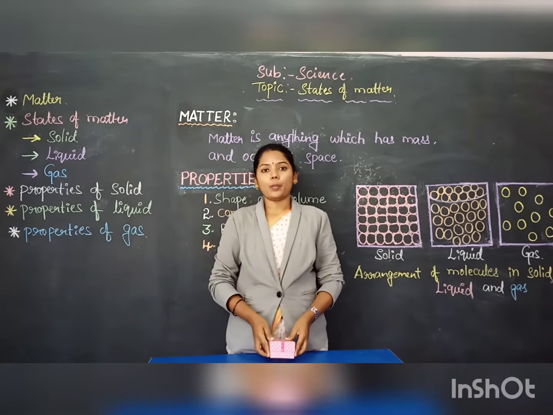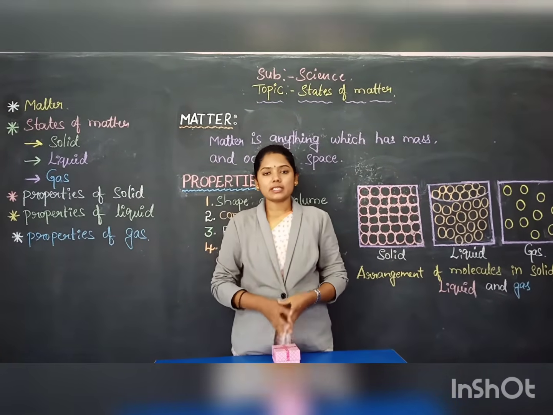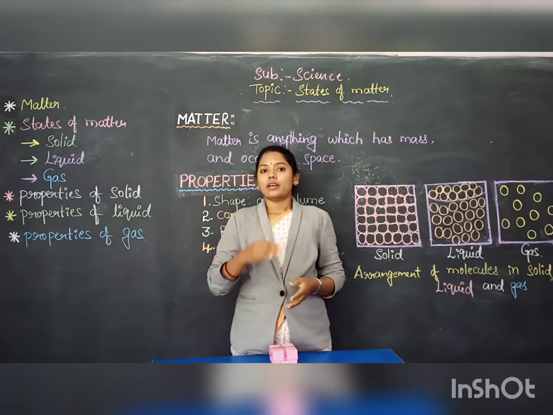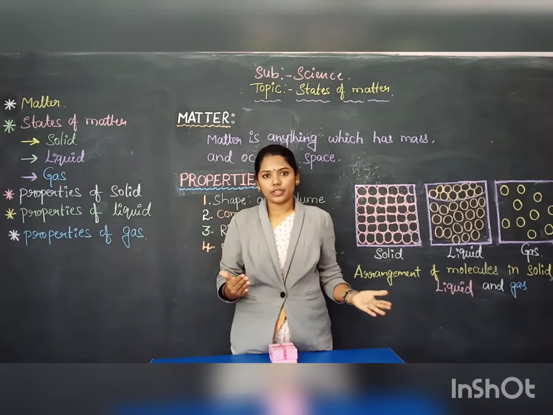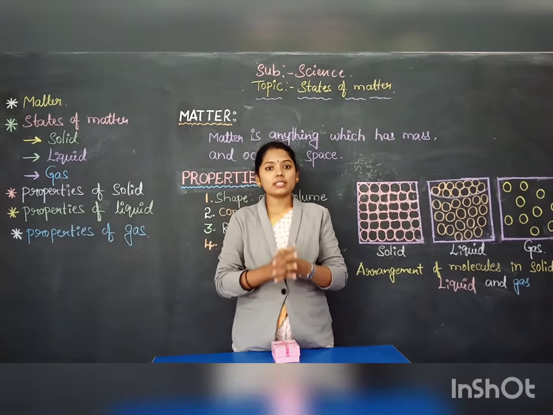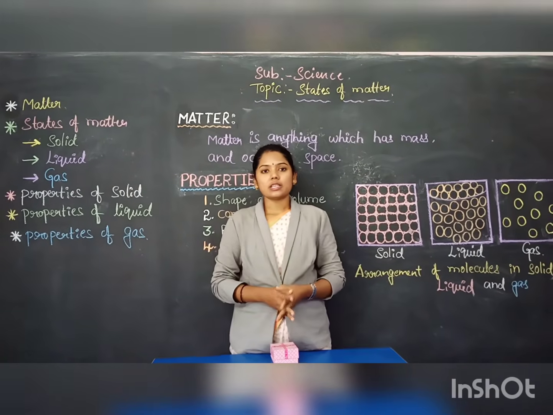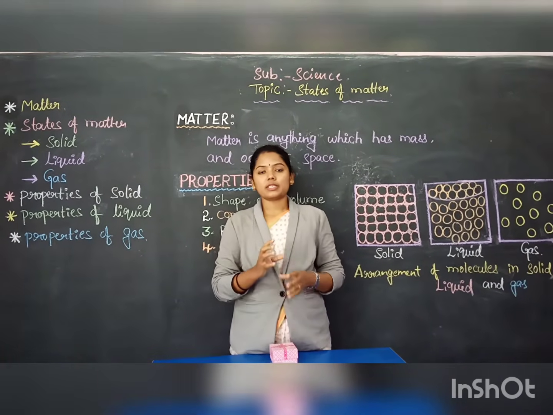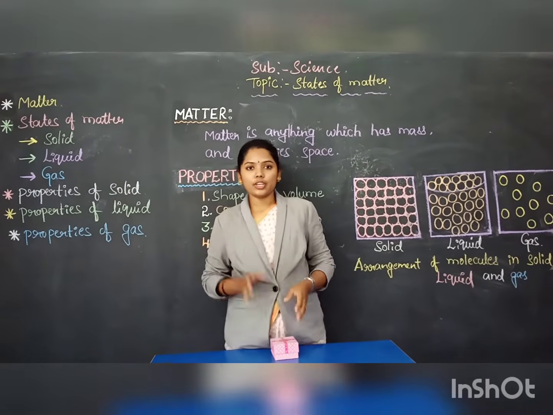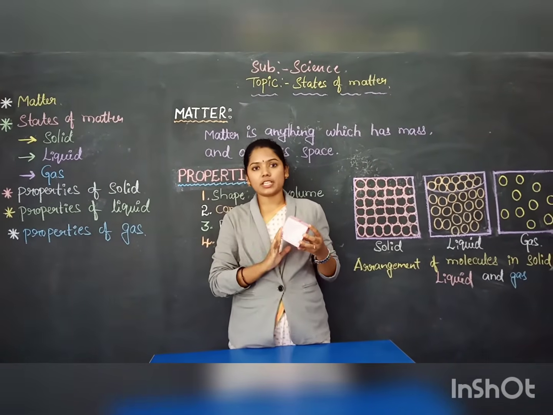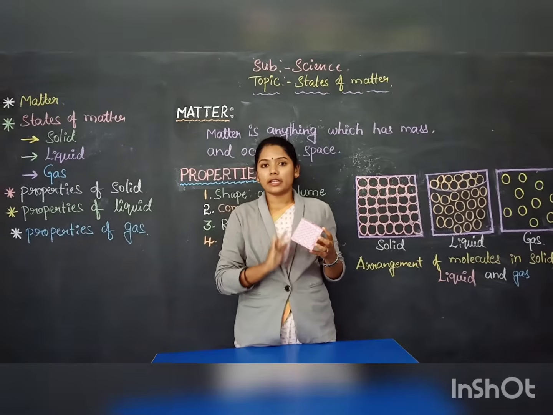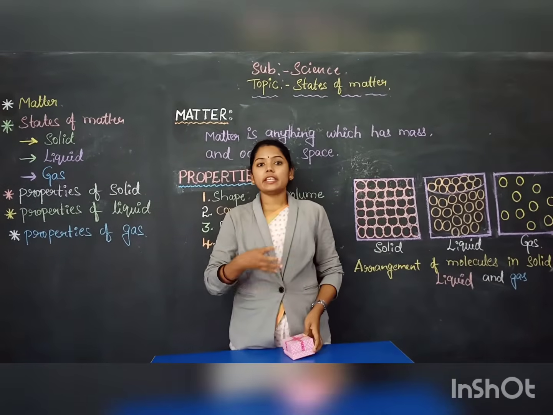The next property of solid is, are solids rigid or a fluid? Yes, that is rigid, because they are in a definite shape. The solids are in a definite shape, so they are rigid. Fluid means it can flow.